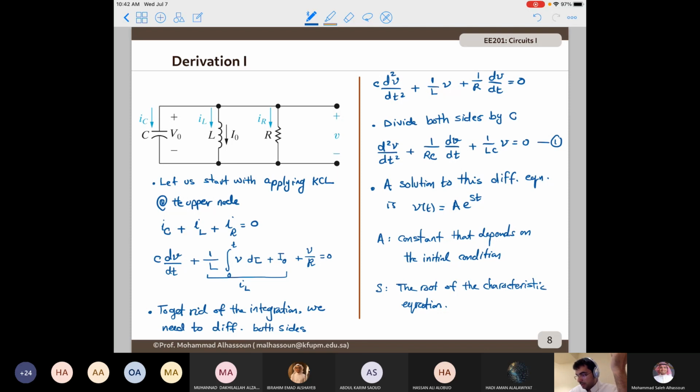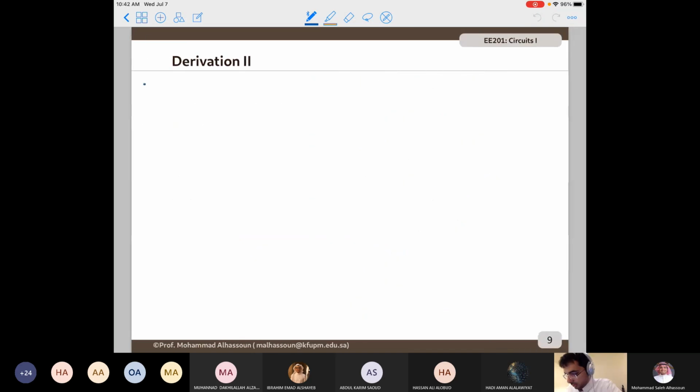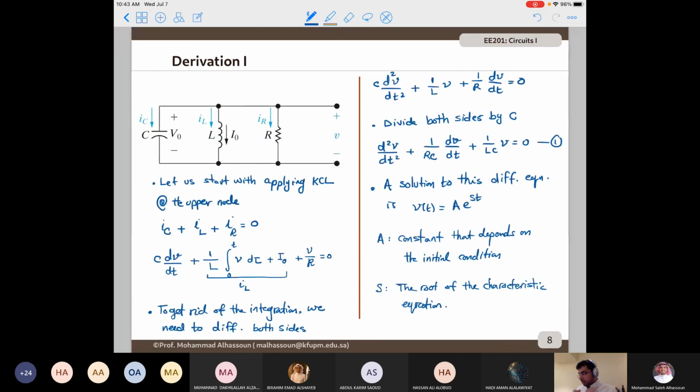If I give you this circuit, if I tell you C equals 0.5 microfarad, L equals 1 millihenry, R equals 200 ohms, and ask you to find A and S, can you find them? No, you cannot. At this stage, you cannot. So we need to relate A and S to the circuit elements and the initial values that we have: the initial voltage across the capacitor and the initial current passing through the inductor. In order to do that, we need to substitute this solution back into the differential equation, and we want to find the values of A and S such that this differential equation is satisfied.